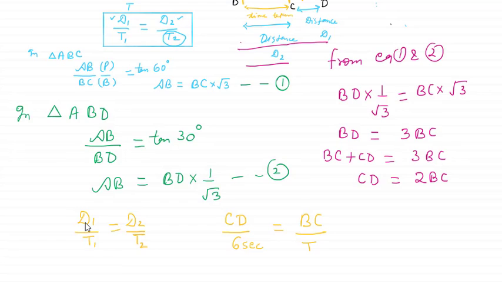Now here you can see we have this relation that CD is equal to twice of BC, so we can put this value here. So twice of BC by 6 equals BC by T. So we can cancel out the BC and we will get T equals 6 by 2, or 3 seconds. So we got the answer that from C to D it will take 3 seconds.